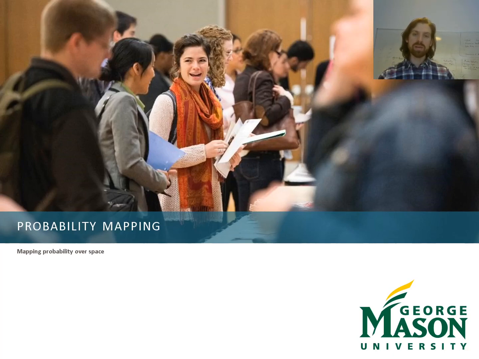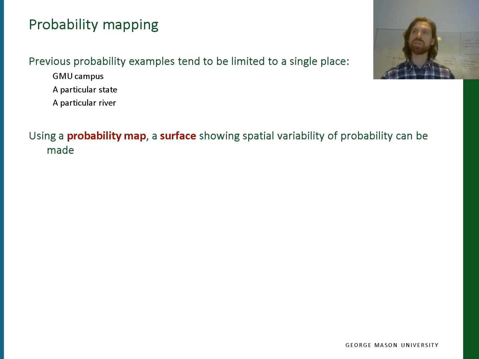Okay, so we are then able to convert these probabilities into maps across space, which is important given the fact that we're spatial scientists. So previously we just focused specifically on the probabilities in a particular place. Maybe it was a single site, maybe it was GMU campus, maybe it was a river or a state. But you can transfer these probabilities into different maps. And actually this is really big business.